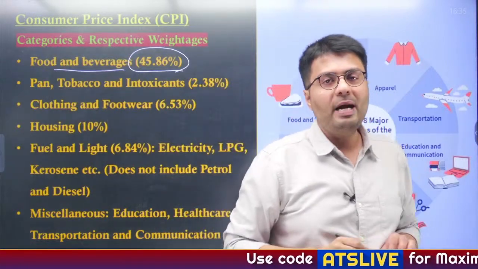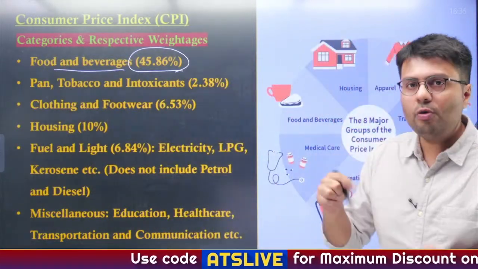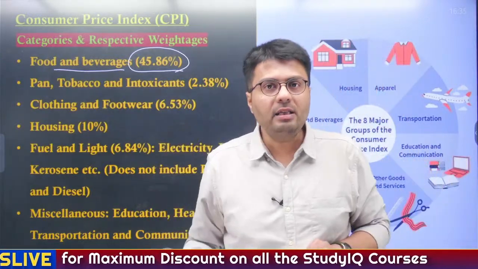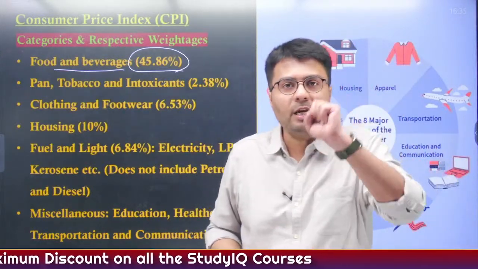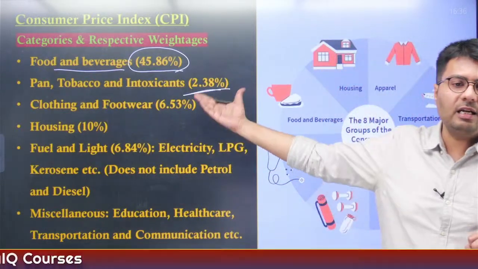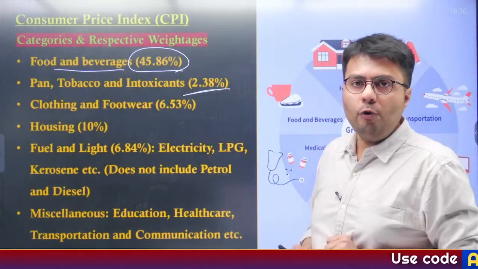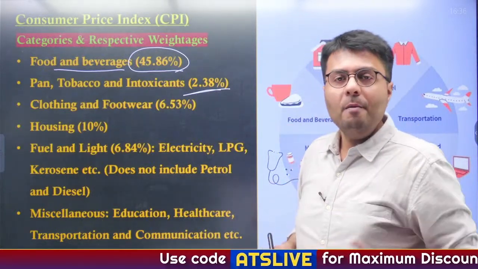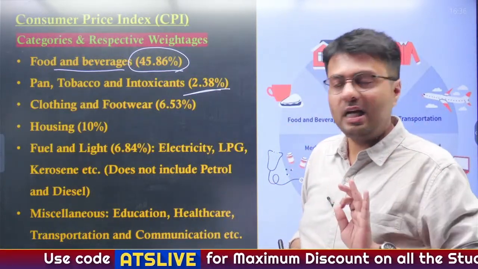Similarly, some people might have the habit of chewing tobacco, chewing candy, or smoking cigarettes. They might also spend some money on that. So for pan, tobacco and intoxicants, the weightage given is 2.38%. Why 2.38%? Because only a few people do this; not every person actually smokes or eats pan masala.